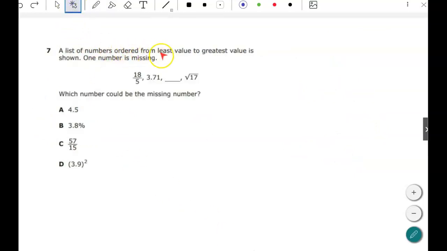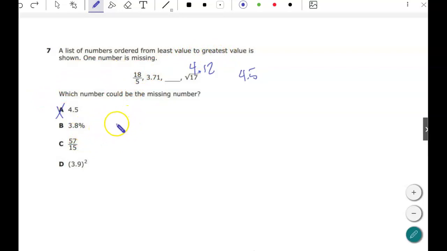Number 7, a list of numbers ordered from least value to greatest value is shown. One number is missing. Which number could be the missing number? Okay, so we want to make sure these are in decimal form. So this one, we want to go ahead and find the square root of 17. That's 4.12 approximately. So it definitely cannot be A, because A would be to the right here, because these are in order from least to greatest.